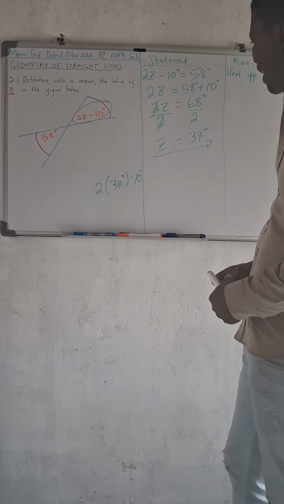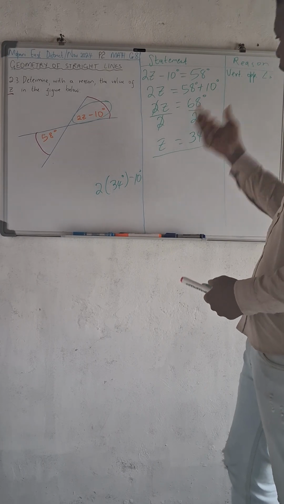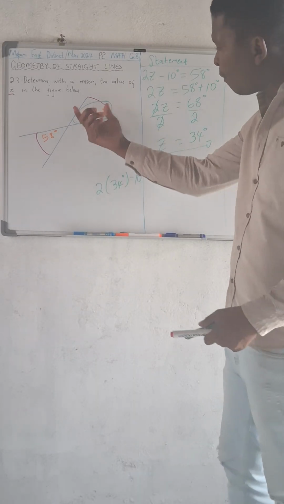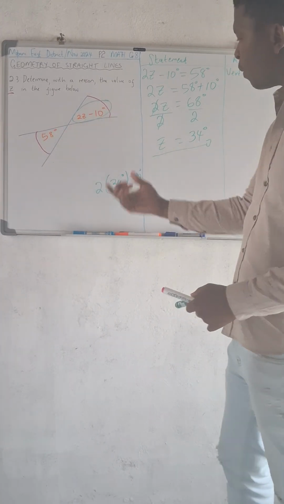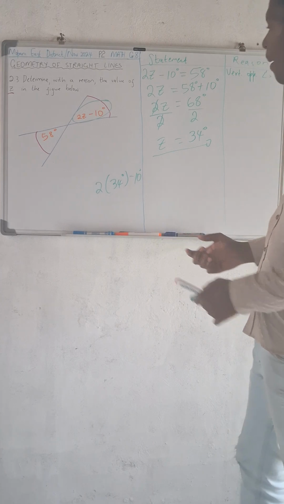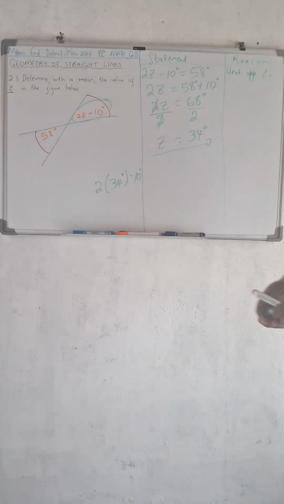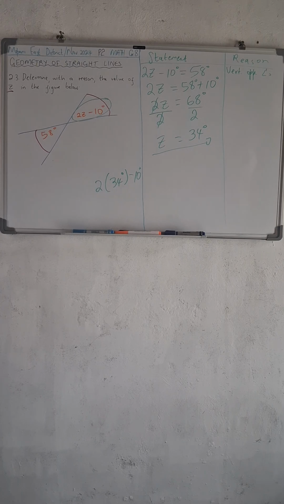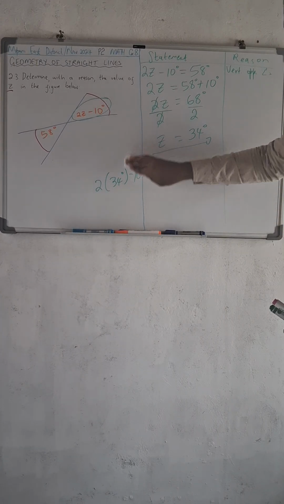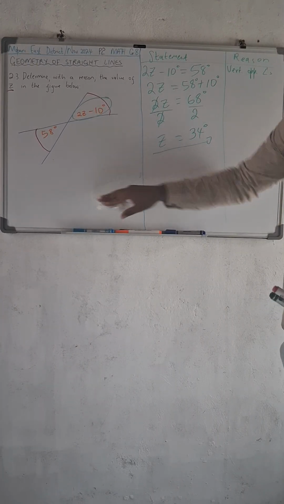So there are follow-up questions like that. Once you find the value of z, then find the actual value of this angle. I know this one is equal to that one, so we get 58 here, but there are questions of this nature. So I'll see you on the next question, exam type question. Okay.